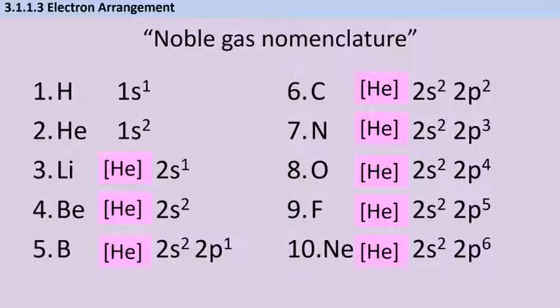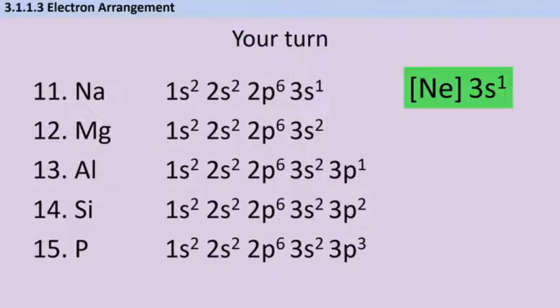Now, you can see here, using helium is kind of silly because writing 1s2 and writing helium take about the same amount of time. But you can imagine once you get onto much bigger elements and you can use neon or argon or xenon, this is going to save you a lot of time. So for each one of these, you can take out 1s2, 2s2, 2p6, and instead just write in square brackets neon.